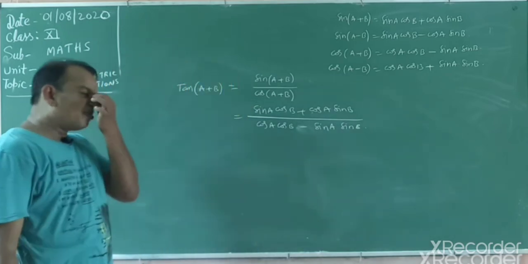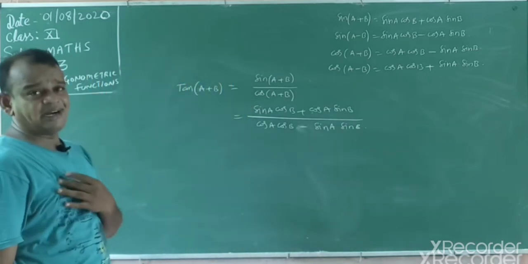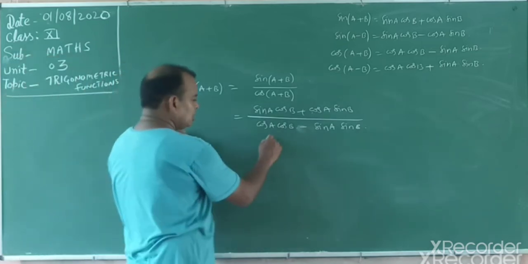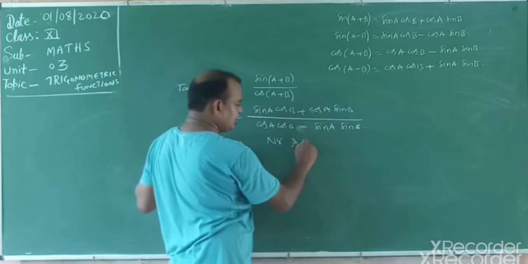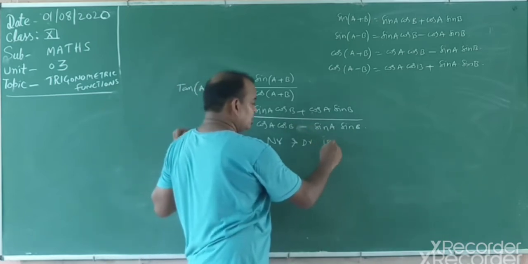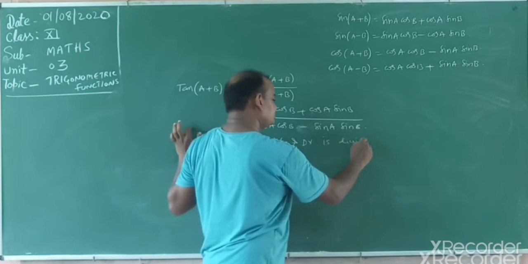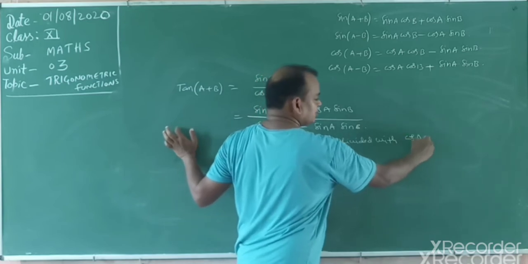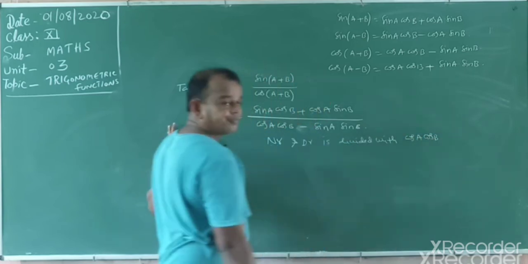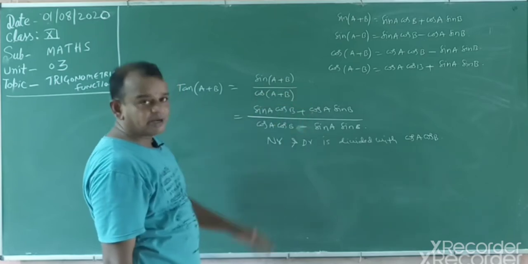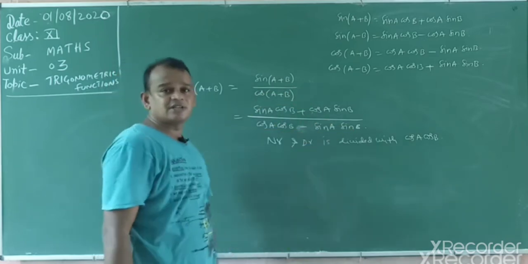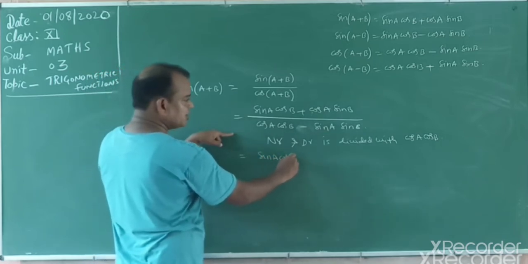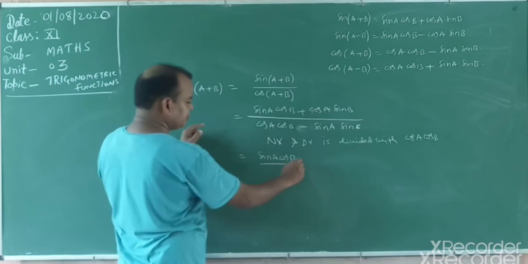Now, the numerator and denominator are divided by cos A cos B. This one divided by cos A cos B, this one divided by cos A cos B. That means each and every term is divided by cos A cos B.